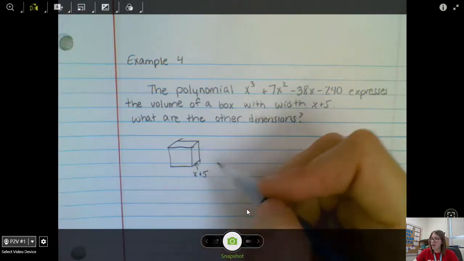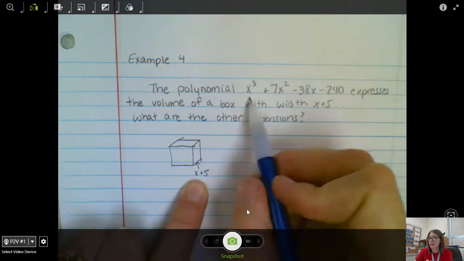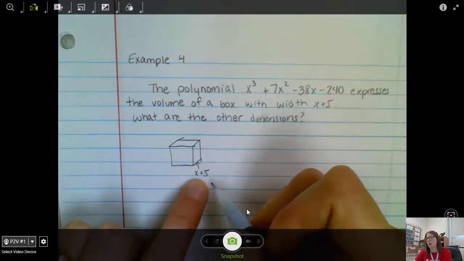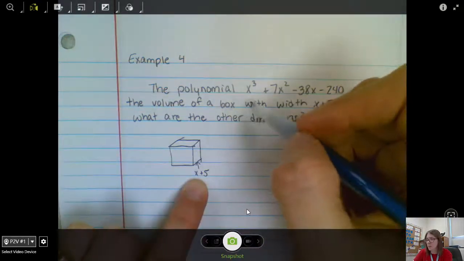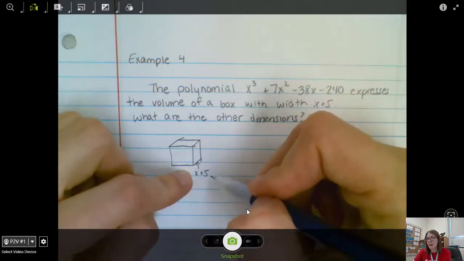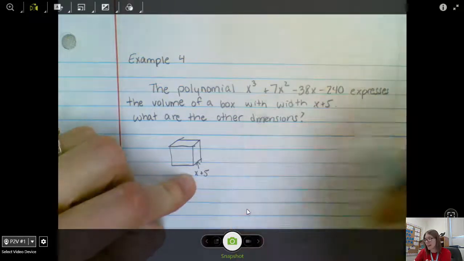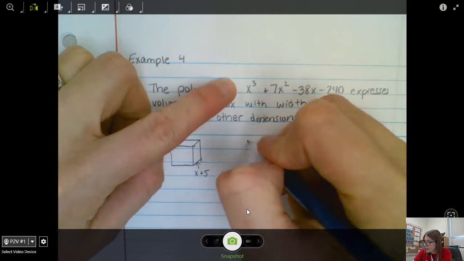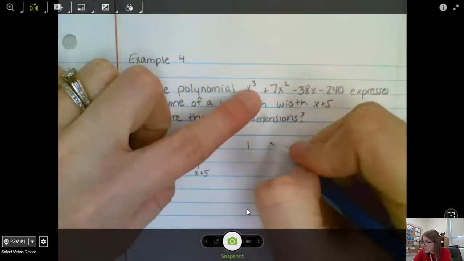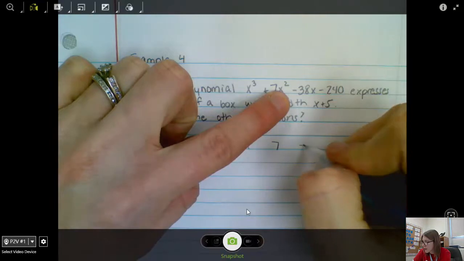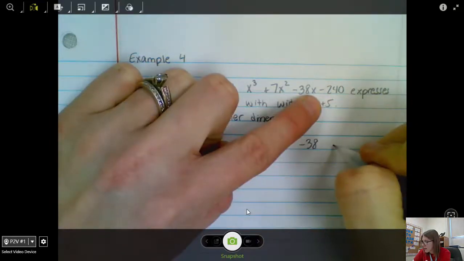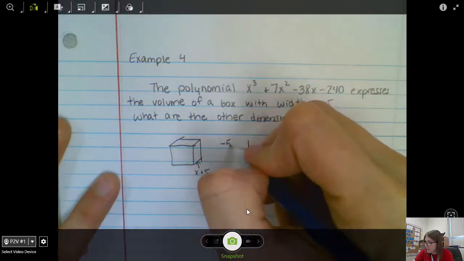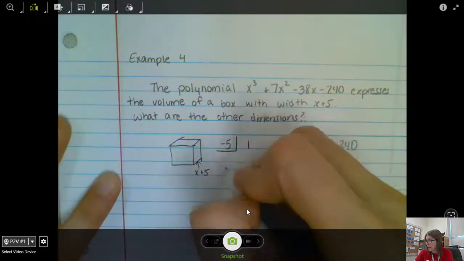What I can do is take our polynomial divided by x plus 5 and see what's left over. That's what I want to start. If I'm dividing by x plus 5, this is a linear factor, so I can do synthetic division. We write our coefficients, 1x cubed, 7x squared, negative 38x, negative 240. Dividing by x plus 5, so the opposite sign goes in my box.